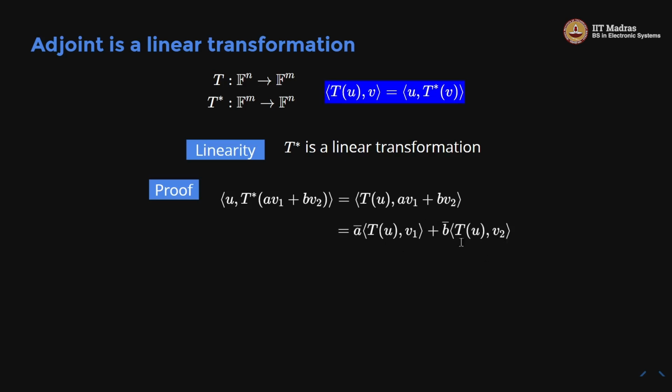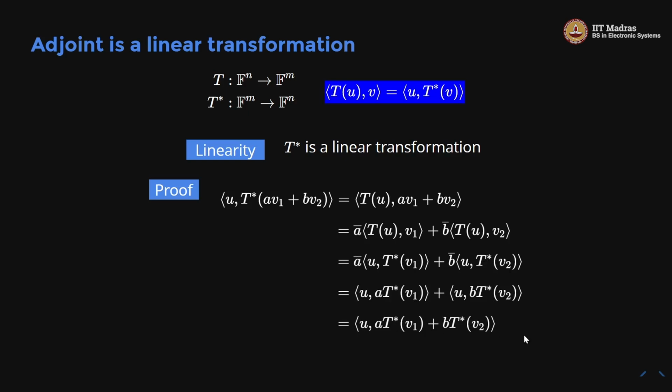Now again I have these two guys. I'll use my same T star relationship. This T star will go to this side: U comma T star of V1, U comma T star of V2. And then again I use the conjugate relationships and a to this side, and then the additivity in the second argument. I get back to this side.